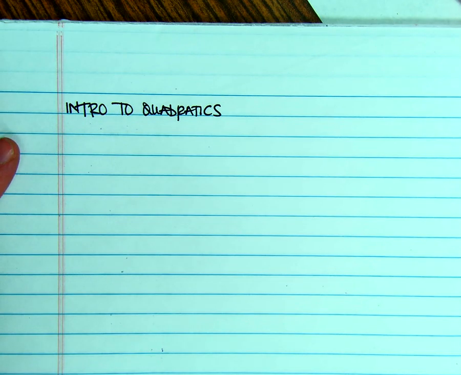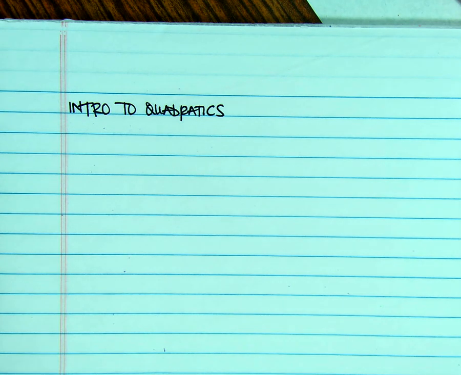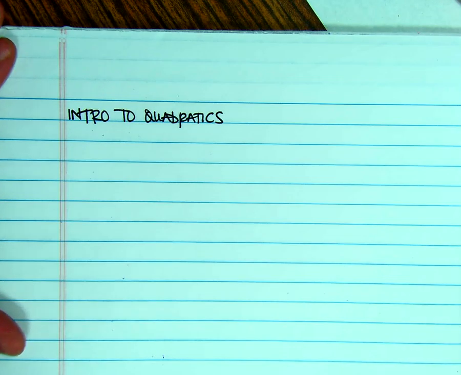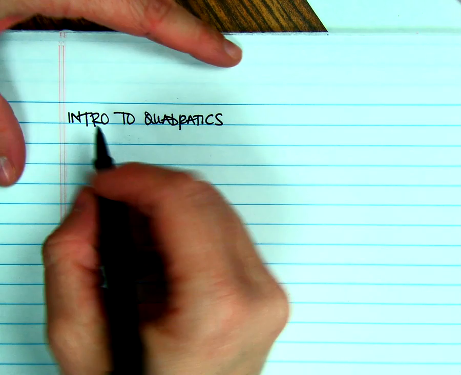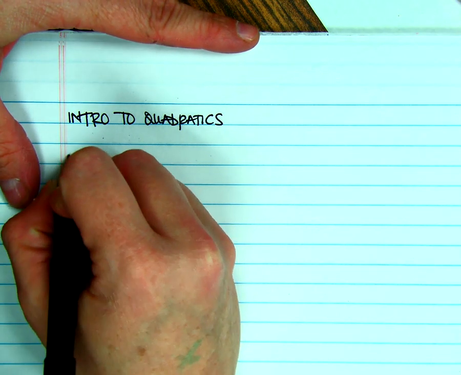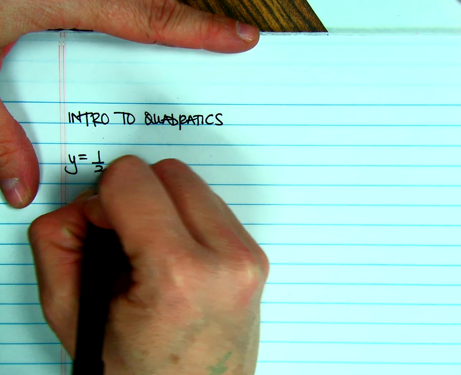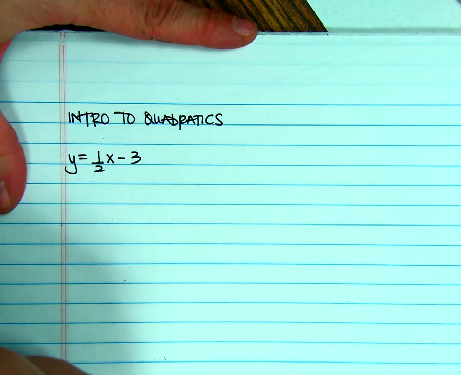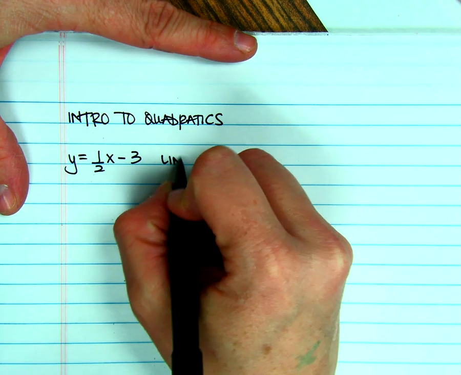Okay, today we are going to do the intro to quadratics. First of all, let's just do a little bit of background on where quadratics come from. Up until now, what we have done is linear. So when you had y equals 1/2 x minus 3, that is a linear equation.